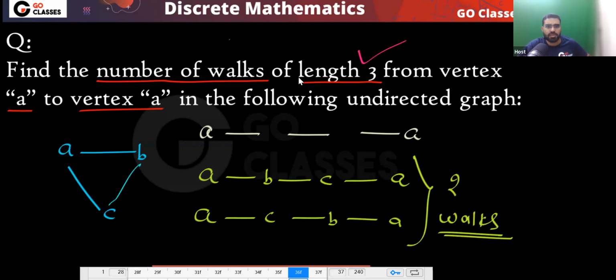Is this clear? So the answer will be 2. Is this clear? So let me know. You can see from A you want to go to A. These are the things you have to fill. So the answer will be 2. So there are two walks from A to A. Either you can go like this, or you can go like this. So there are two walks from A to A.